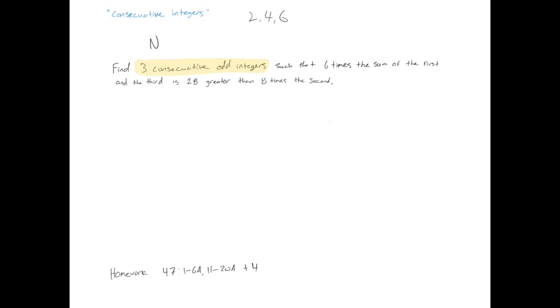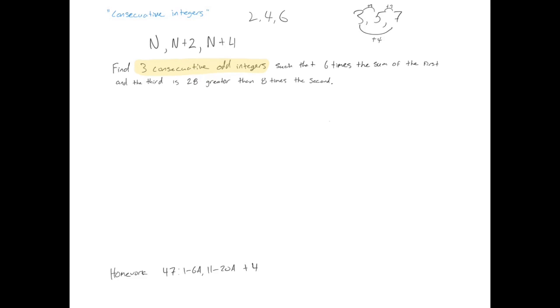Let's call the smallest of those 3 consecutive odd integers n. So if you want to think about odd integers, maybe it's 3. If I want to get to the next odd integer, which would be 5, I would need to add 2 to that. So the next consecutive odd integer is going to be n plus 2. So from here to here I'd have to add 2. And the next one after that would be 7. So to get from 5 to 7 I'd have to add 2, or to get from 3 to 7 I'd have to add 4. So my third consecutive odd integer would be n plus 4.